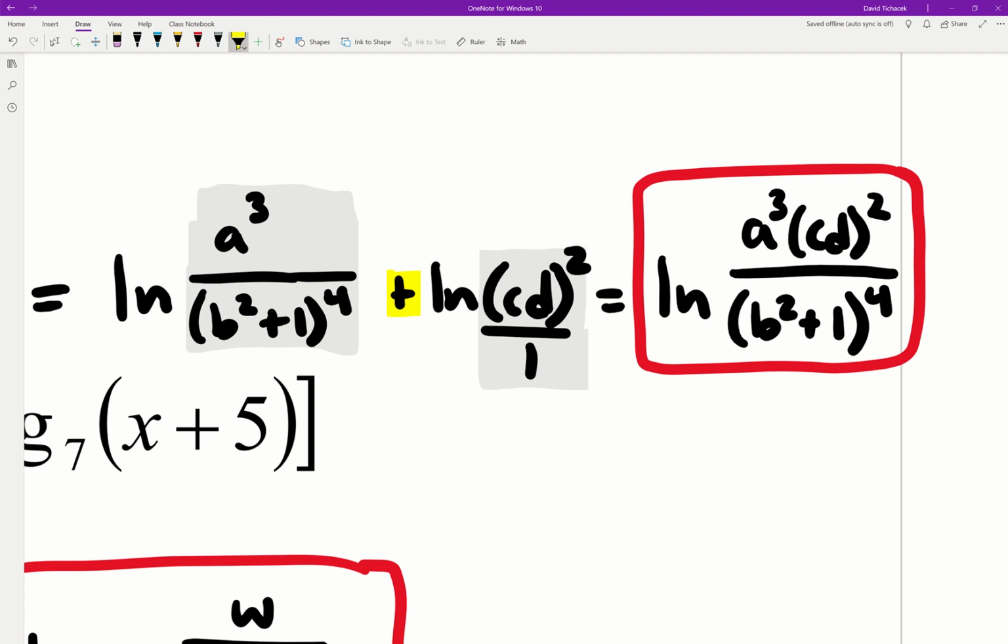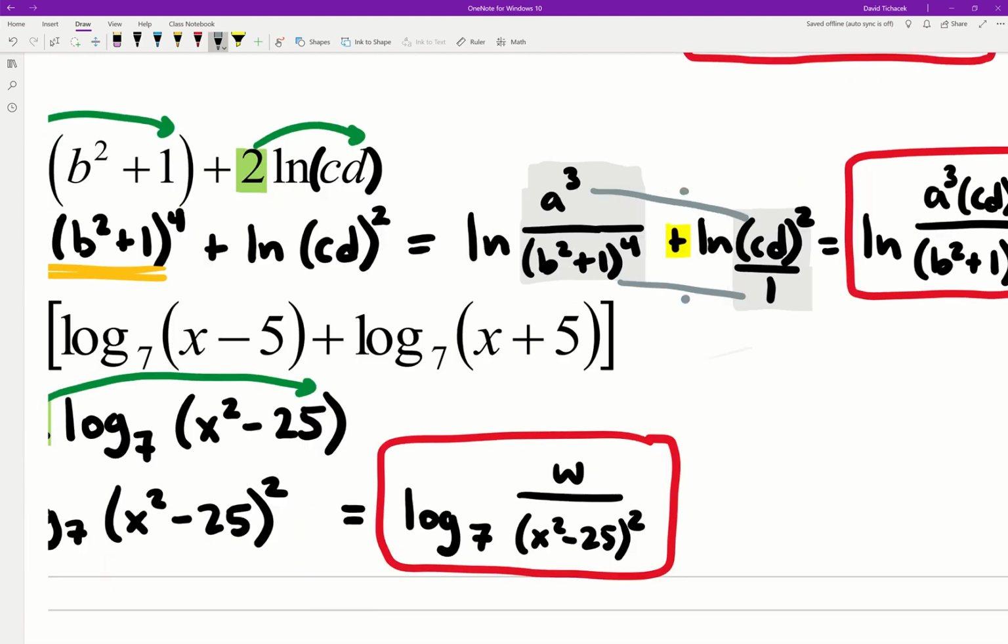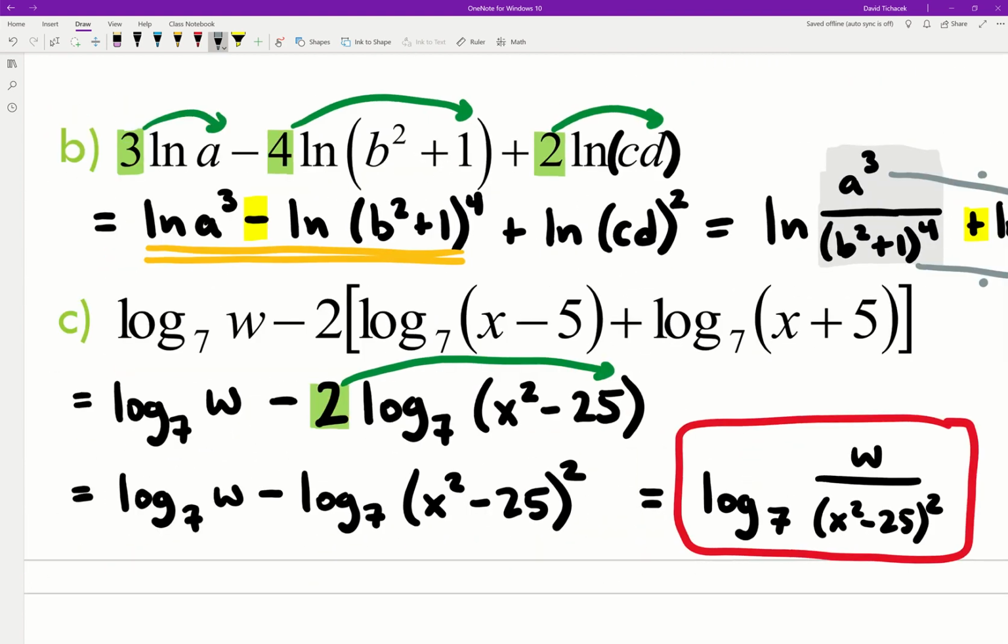When you multiply your fractions, you're just going to multiply the two numerators and then multiply your two denominators there, and then you're going to get this final result, the natural log of a cubed times cd squared all over b squared plus 1 all raised to the 4th power. Okay.